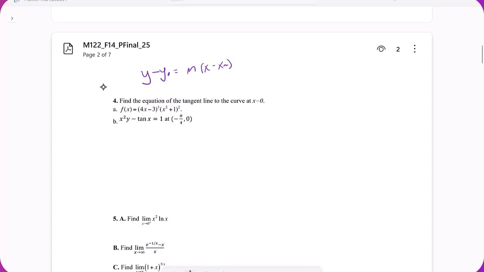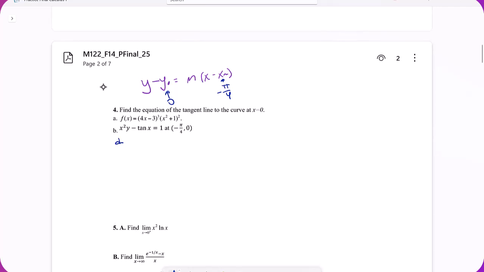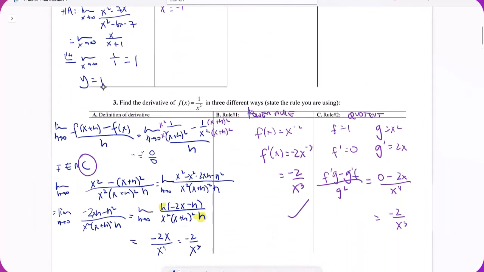For this one, we're given x is equal to negative pi over 4 and y is equal to 0. Those are x naught, y naught. We just need to find y prime. Clearly, from what's going on here, we're going to need to use implicit differentiation. So we'll take d/dx of both sides. On the left-hand side, we're going to use the product rule.